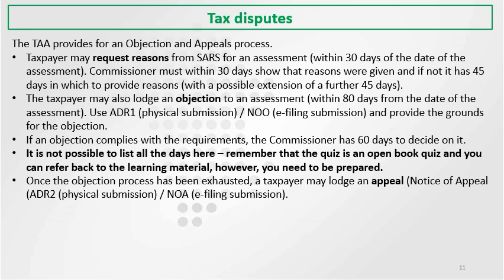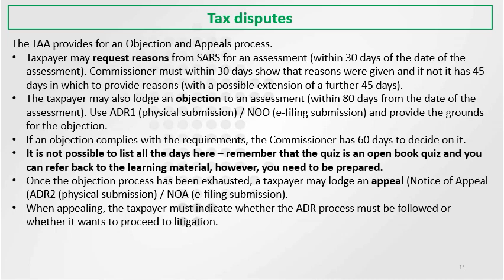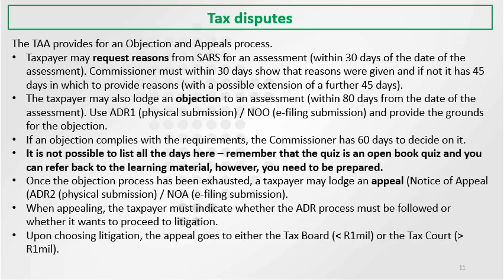Once the objection process has been exhausted, a taxpayer may lodge an appeal. And here it is the ADR2 form, or the NOA form if it's for the e-filing submission. And then when appealing, the taxpayer must indicate whether the ADR process must be followed or whether it wants to proceed to litigation. And then upon choosing litigation, the appeal will either go to the tax board if it's less than 1 million rand, or it will go to the tax court if it is more than 1 million rand.